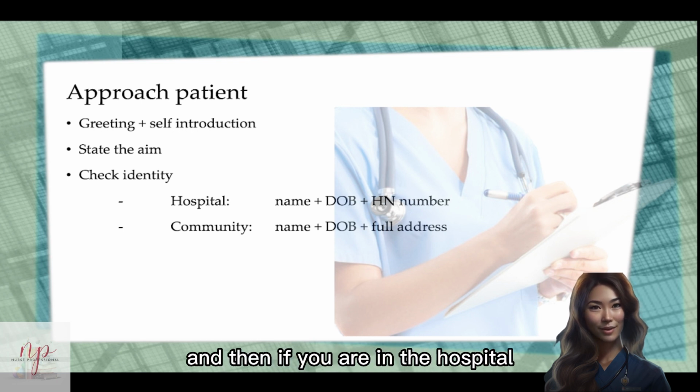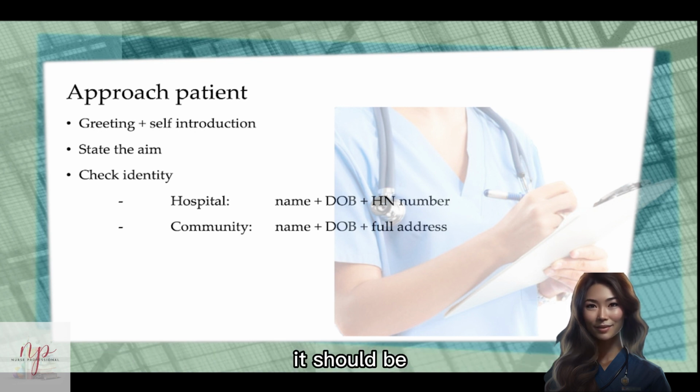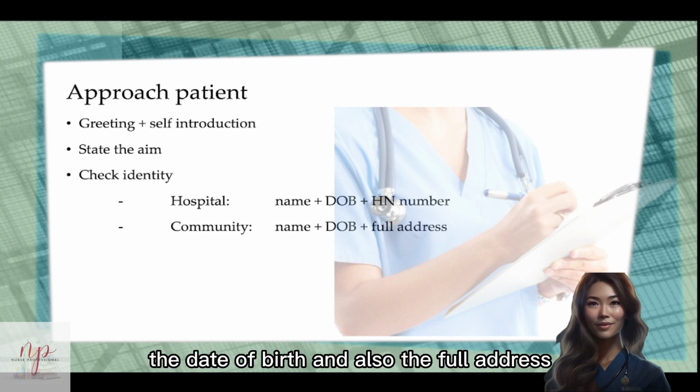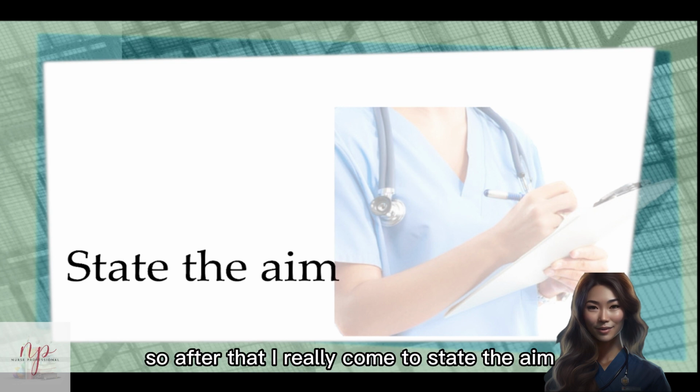And then if you are in the hospital, remember to check name, dates of birth, as well as the hospital number. It should be checked with the patient's wristband. And then for community, you need to check the name, the dates of birth, and also the full address. So after that, I really come to state the aim.